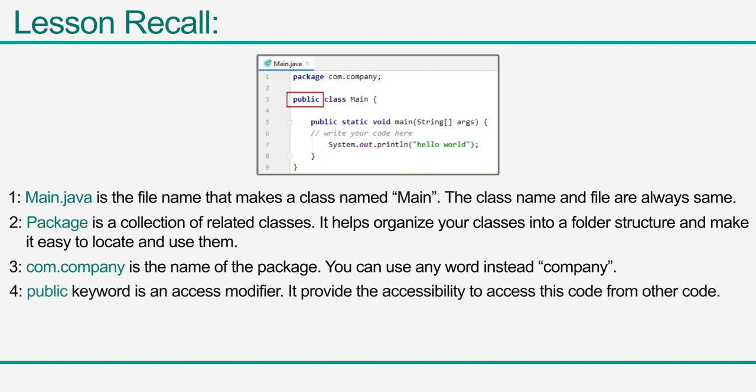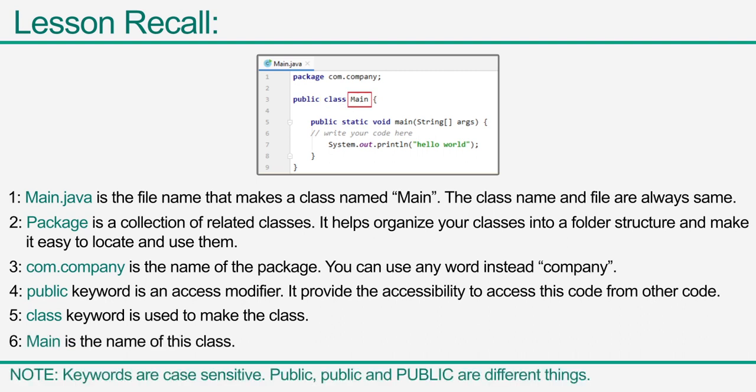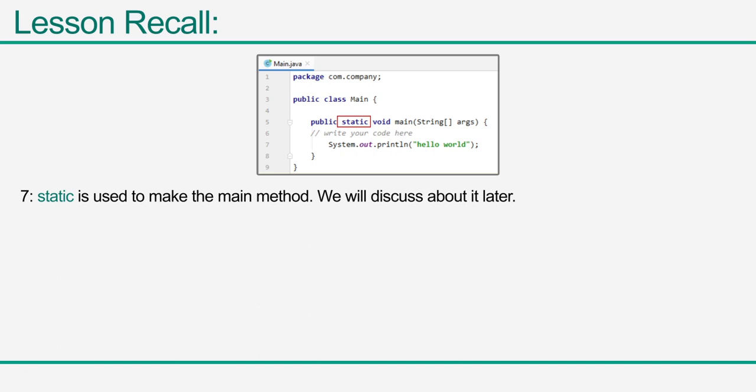Number 4. The public keyword is an access modifier. It provides the accessibility to access this code from other code. Number 5. The class keyword is used to make the class. Number 6. Main is the name of this class. Note that keywords are case sensitive. Public with a capital P, public in lowercase and PUBLIC in uppercase are different things. Number 7. Static is used to make the main method. We will discuss it later.